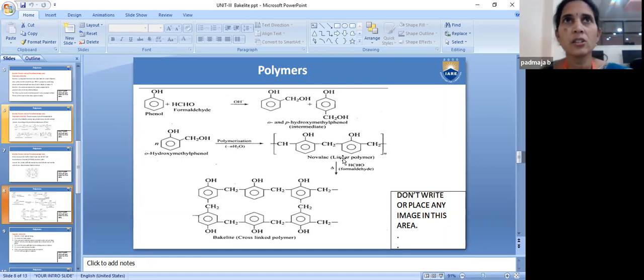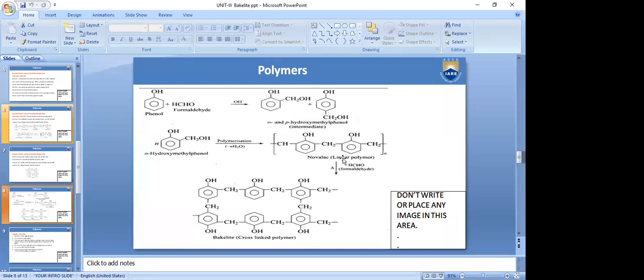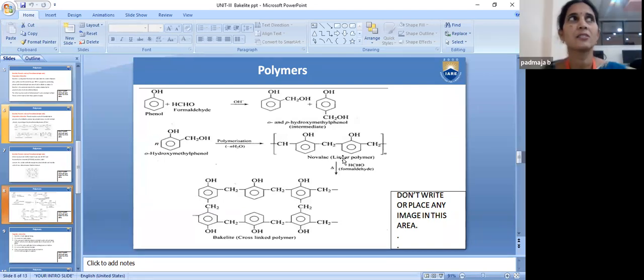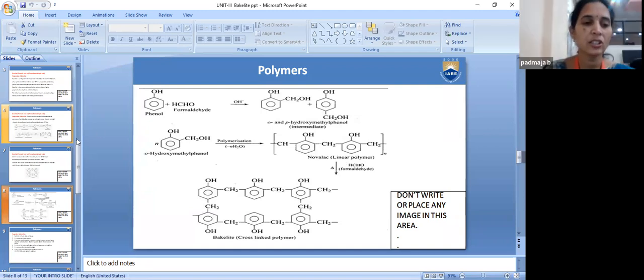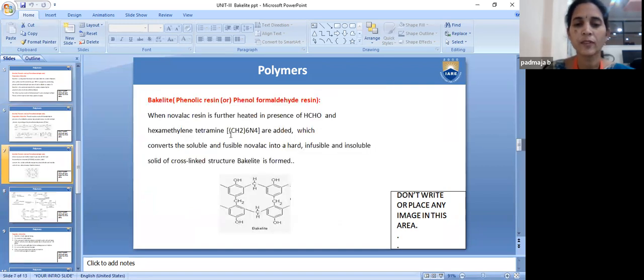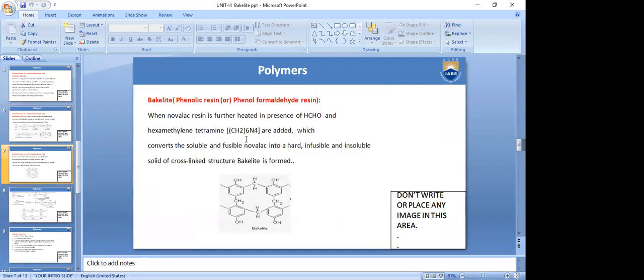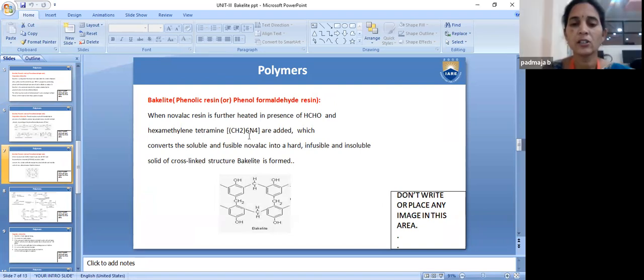What catalyst are we using here? We have to add a catalyst. No, formaldehyde is not a catalyst. That is a reactant only, a chemical. We are taking Novolac and also formaldehyde. What catalyst are we using? Hexamethylene tetramine. Okay. So when we add to the Novolac resin, we take formaldehyde, and as the catalyst we use hexamethylene tetramine, and we heat that.